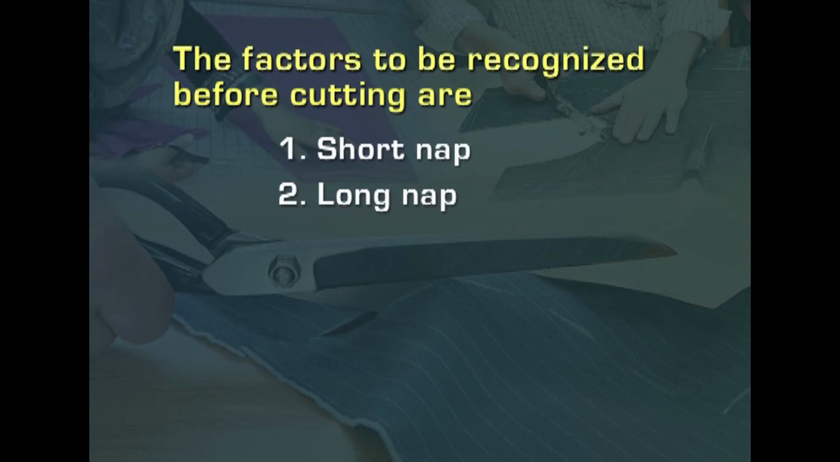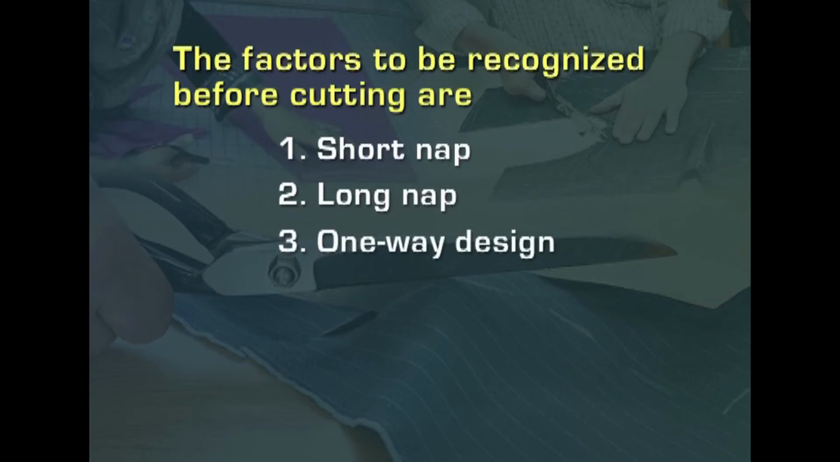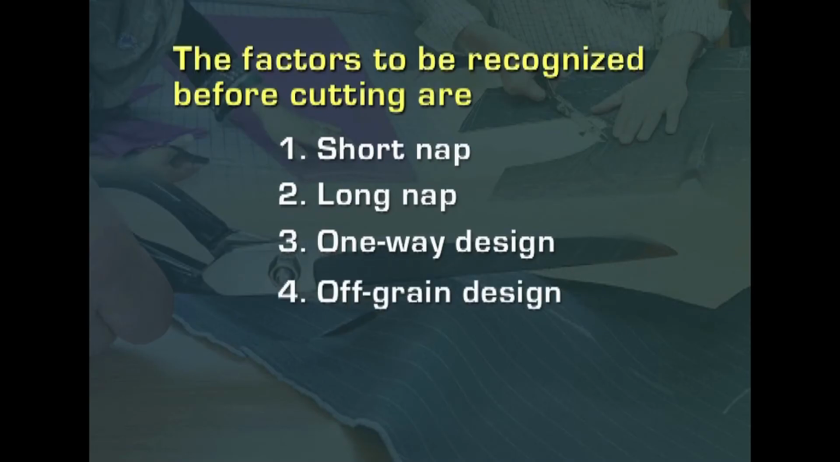Long nap. Long nap fabrics are cut with the nap going down. An example is fleece or camel's hair coating. One-way design. If a print is designed to go in one direction, then every piece of the garment must be cut to lie in that one direction. Off-grain designs. If the design on the fabric is stamped off-grain in its manufacture, the completed garment cannot ever appear to be grain perfect.